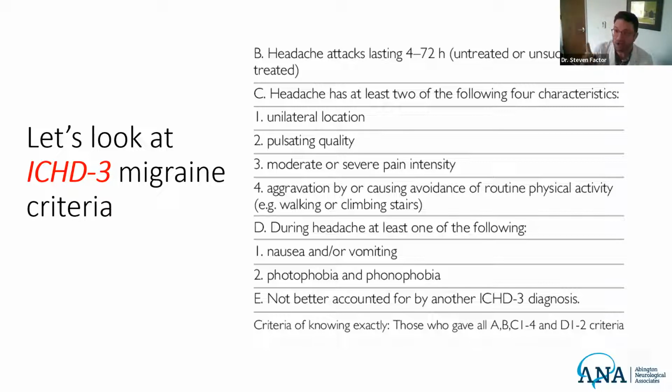It has to be of unilateral location, of pulsating or throbbing quality, of moderate to severe pain intensity. It feels subjective, but a migrainer knows when their headaches are really bad. And it has to get worse with any kind of movement. Now, if you have 2 of those 4, you're well on your way to the diagnosis, but there's a little bit more. There's secondary criteria as well.